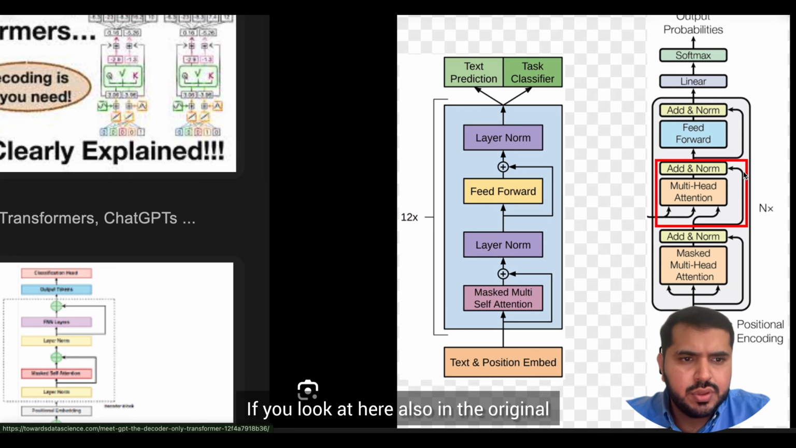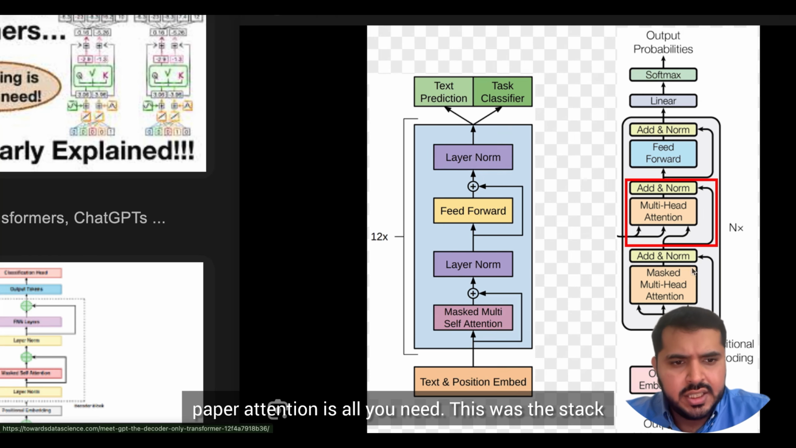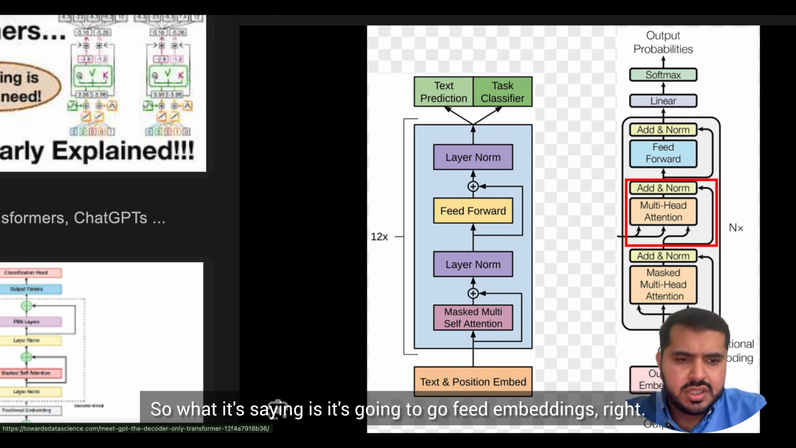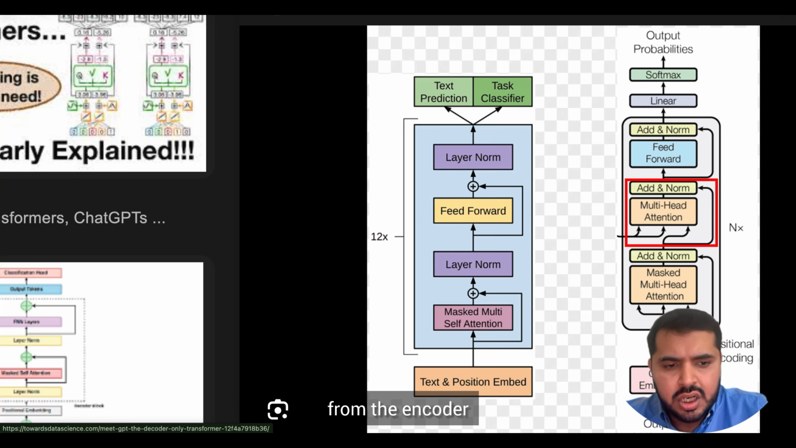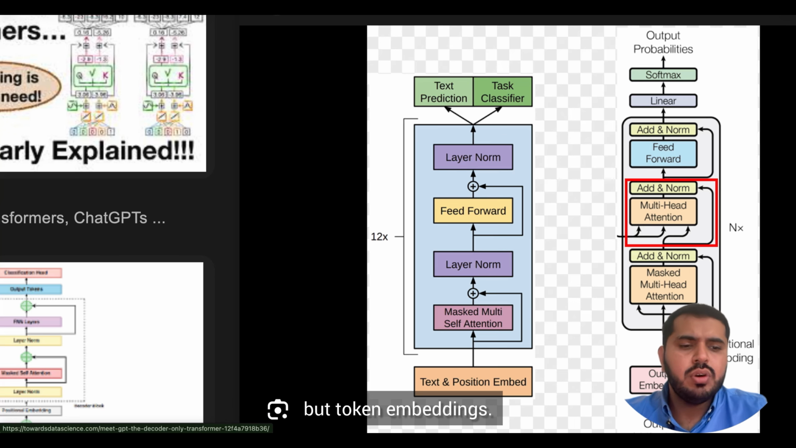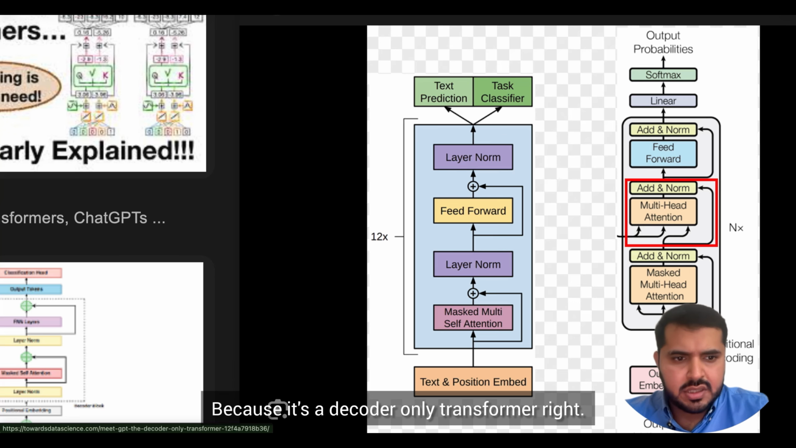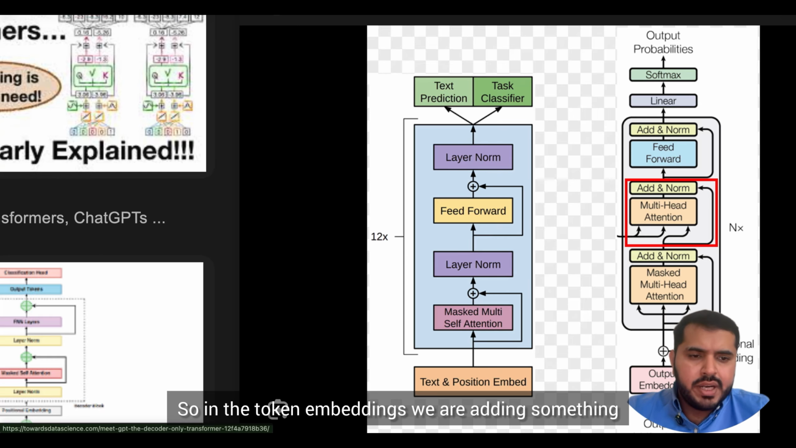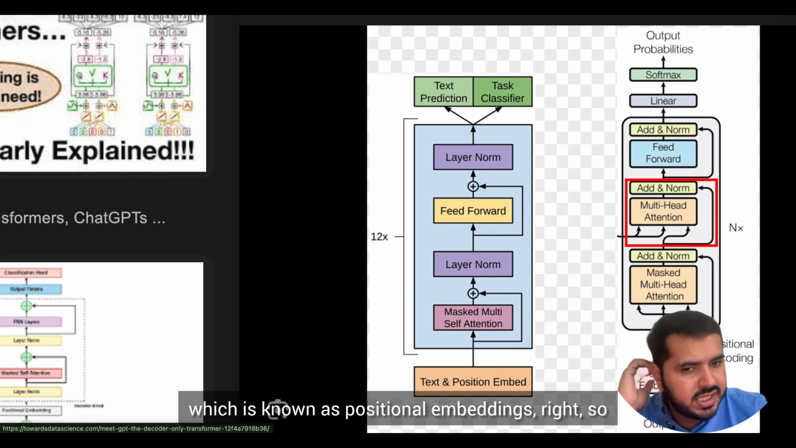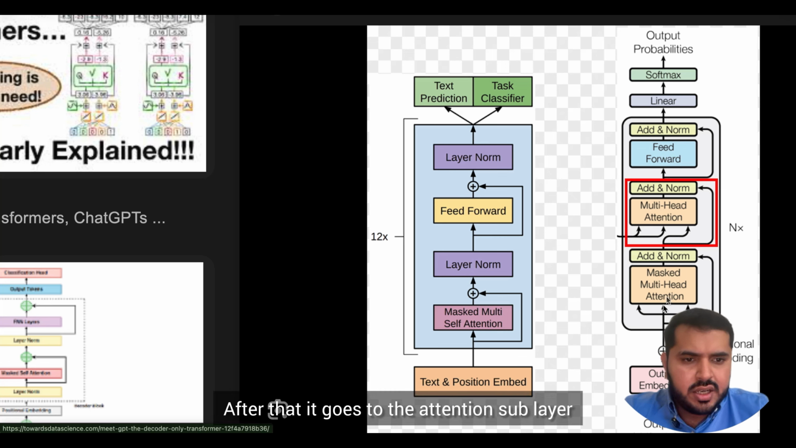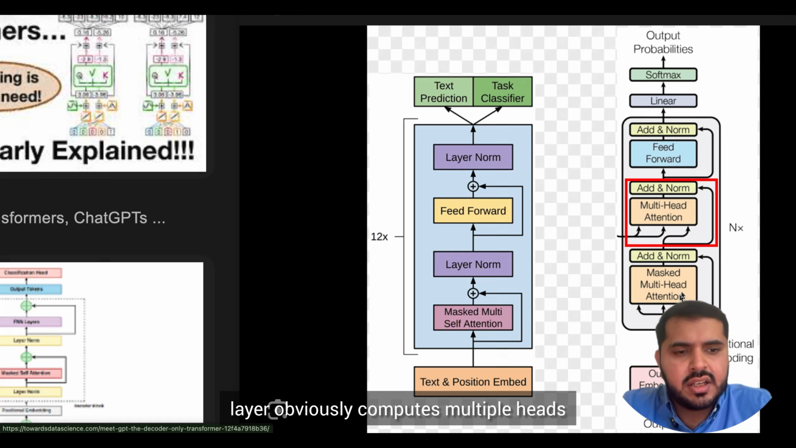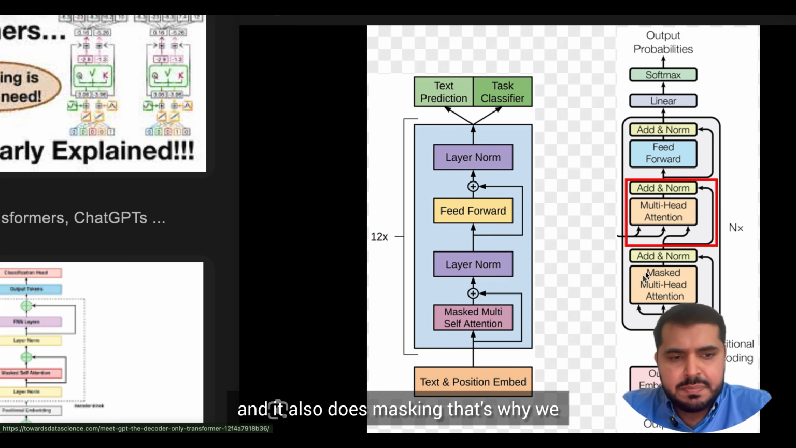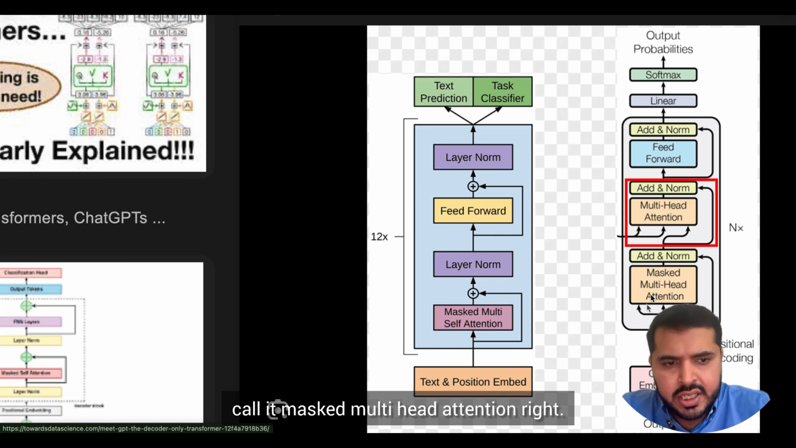If you look at the original paper, Attention Is All You Need, this was the stack that was mentioned. So what it's saying is it's going to feed in embeddings. These are the token embeddings. It's written output embeddings because it's coming from the decoder side of the original paper, but assume that these are nothing but token embeddings because it's a decoder-only transformer. In the token embeddings, we are adding something known as positional embeddings. After that, it goes to the attention sublayer, as we saw here. Now the attention sublayer computes multiple heads, and it also does masking. That's why we call it masked multi-head attention.